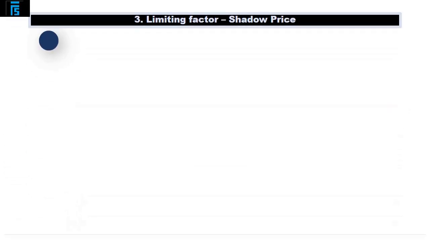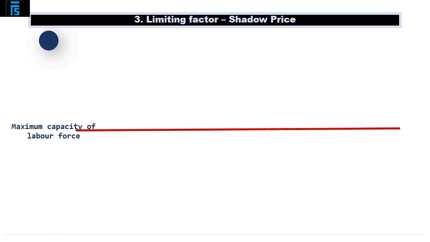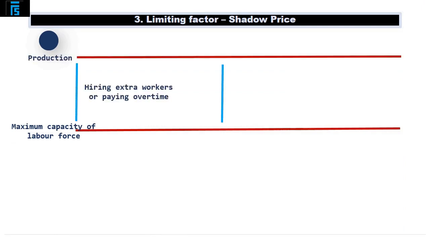Let's say, for example, that a company has reached its maximum capacity for its permanent labor force. They may consider hiring in temporary workers or paying their current workforce overtime. Management will want to know what the maximum amount that they should be paying for the temporary staff should be, or the amount of overtime they can actually afford to pay.